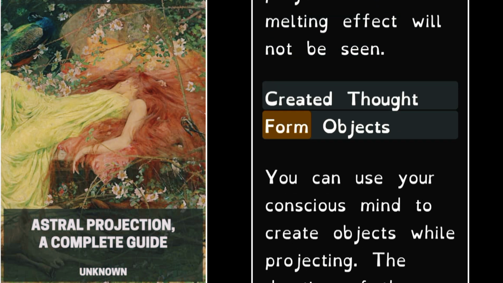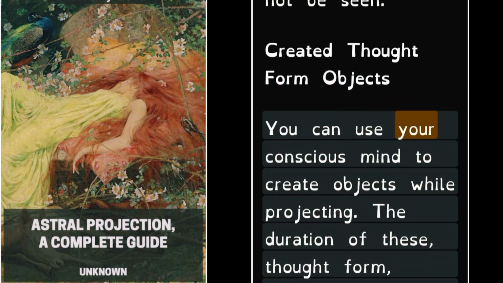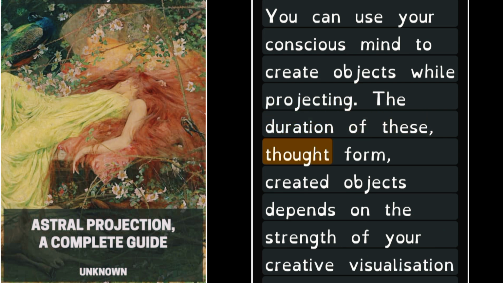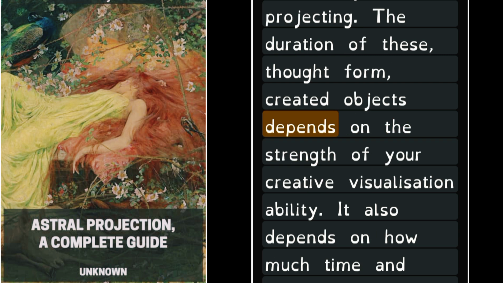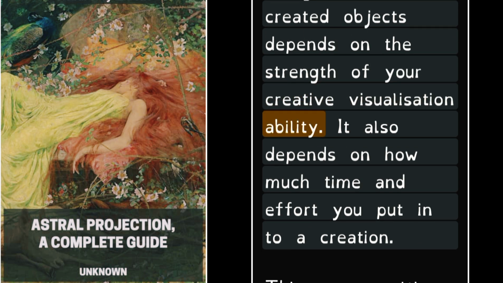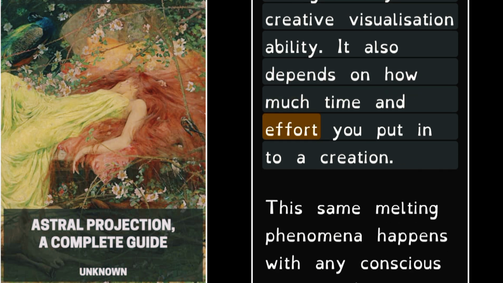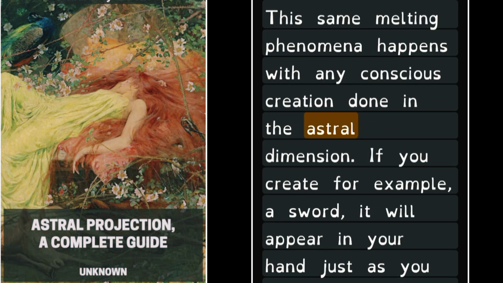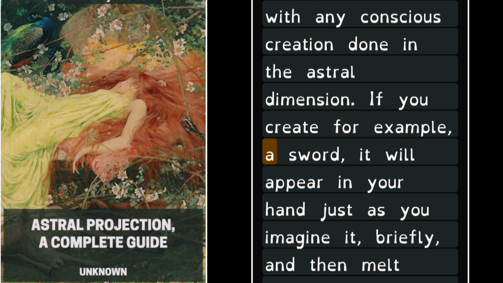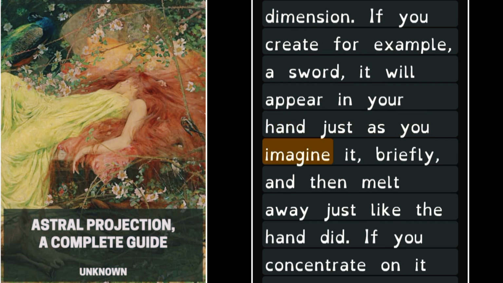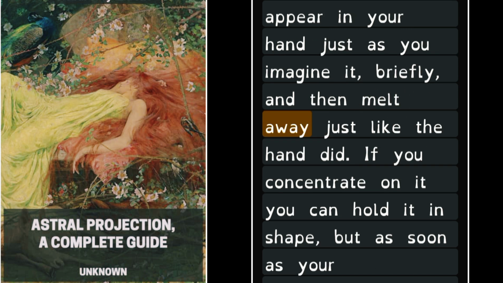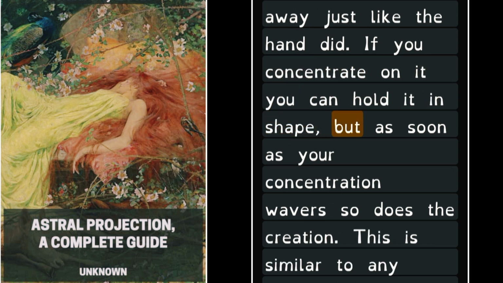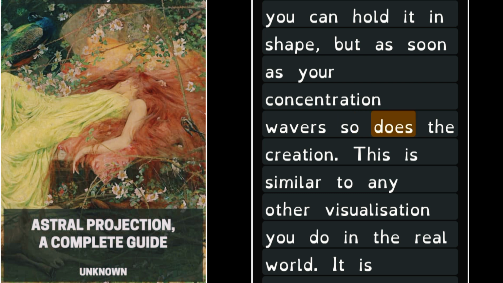Created thought form objects. You can use your conscious mind to create objects while projecting. The duration of these thought form created objects depends on the strength of your creative visualization ability. It also depends on how much time and effort you put into a creation. This same melting phenomenon happens with any conscious creation done in the astral dimension. If you create, for example, a sword, it will appear in your hand just as you imagine it briefly, and then melt away, just like the hand did. If you concentrate on it, you can hold it in shape. But as soon as your concentration wavers, so does the creation.